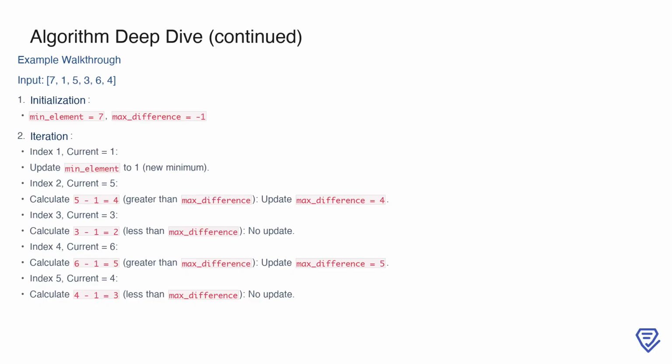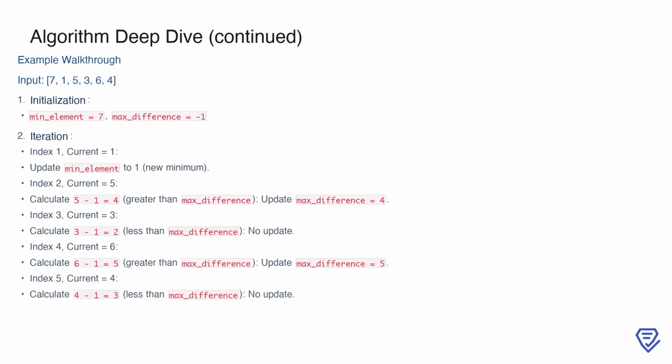At index 3, the current element is 3. The difference between 3 and min_element, 1, is 2, which is less than max_difference, so no update is made. At index 4, the current element is 6. The difference between 6 and min_element, 1, is 5, which is greater than max_difference, so we update max_difference to 5.